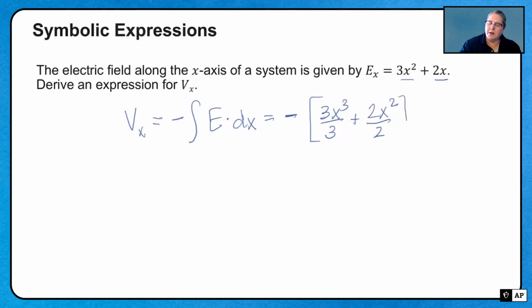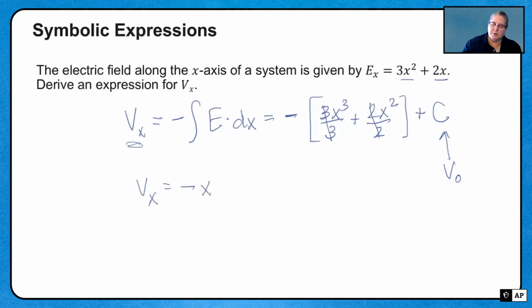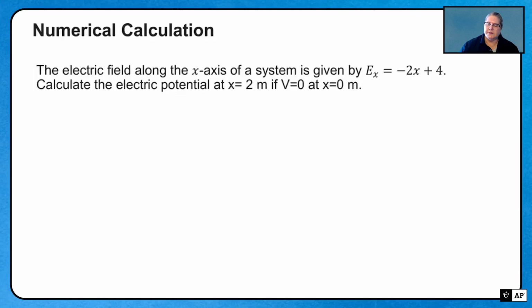Then keep in mind that we need to add in this constant of integration. The constant of integration is always the initial value of what you're looking for, so this is really going to be just that initial potential. If I simplify these expressions, I get that V sub x is going to be minus x cubed minus x squared minus V0.